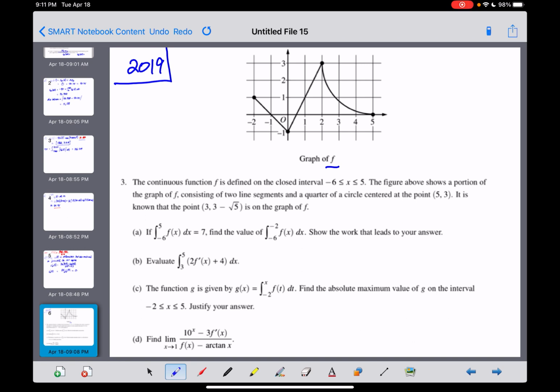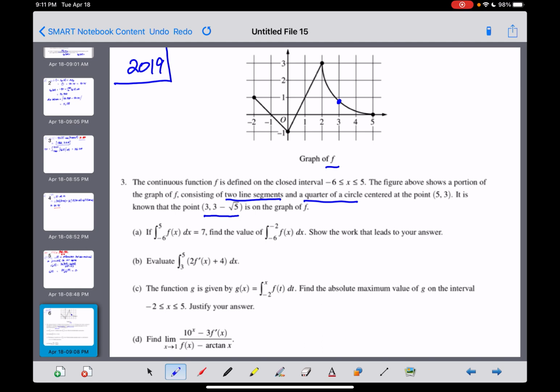And then they tell you about the graph right here, what you probably would have assumed anyway, 2 line segments and then a quarter of a circle. And this is probably going to be important. It is known that the point (3, 3 - √5) is on the graph of f. So they've given you the coordinates of that point right there. That'll be interesting at some point, I'm sure, but let's take a look at what's going on right here.